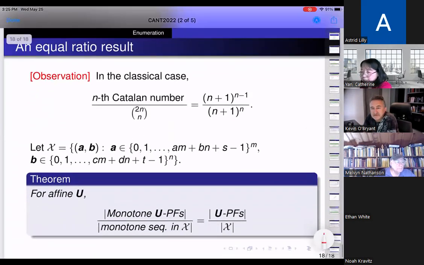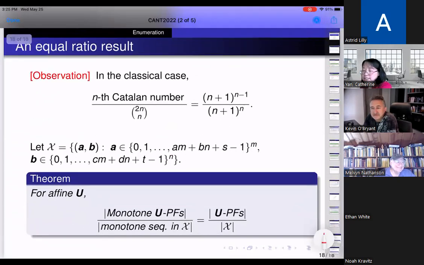So to finish, I'd like to introduce an interesting equal ratio result. Notice the top equation, at least here, thinking of the classical parking function where every term lies between 0 and n. So you can think of all the sequences of integers of length n, where all the terms come from 0 to n. These are all the sequences we're looking at.